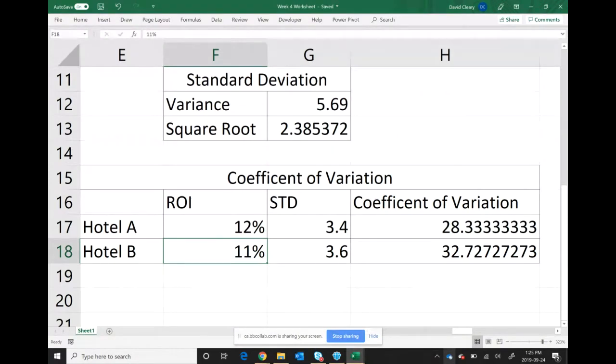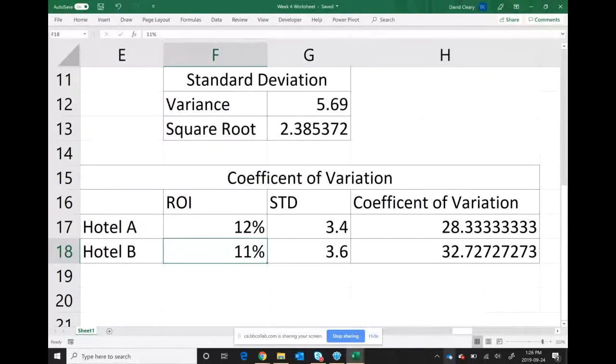Yes, standard deviation. It's just from up here. Again, the information that we're using on this worksheet is just from the PowerPoint. It's a ratio of the standard deviation to the expected return. So we use that as another measure of risk, as well as taking into consideration the expected return, or the ROI.